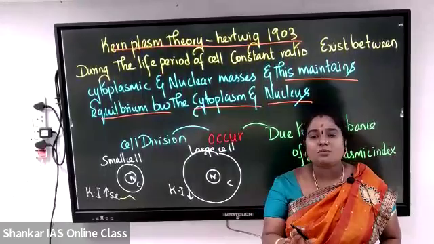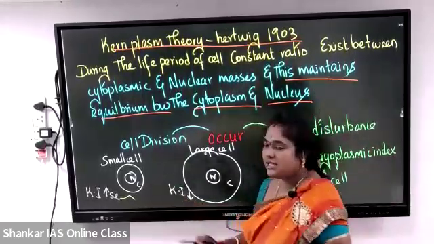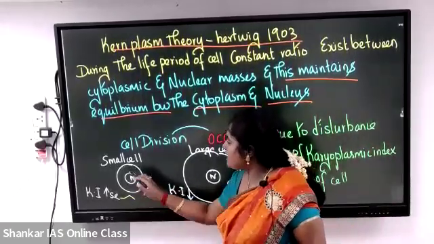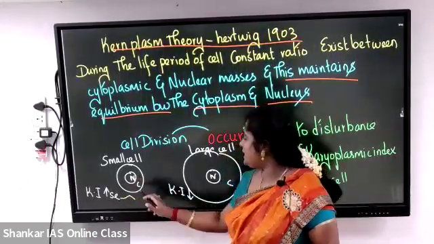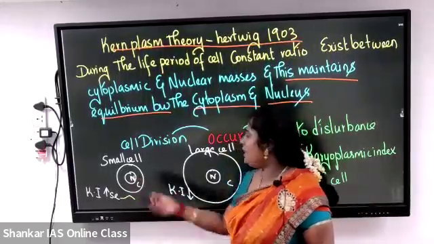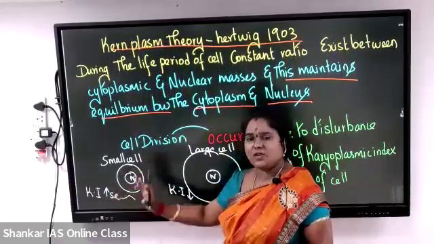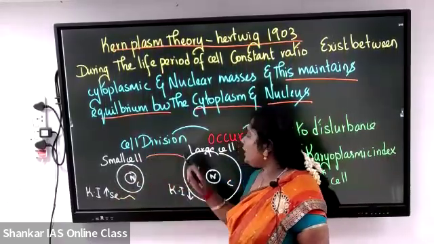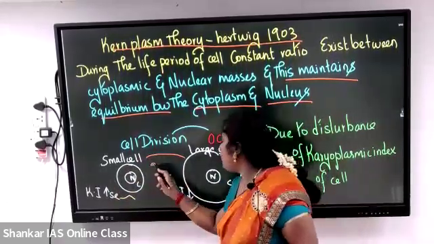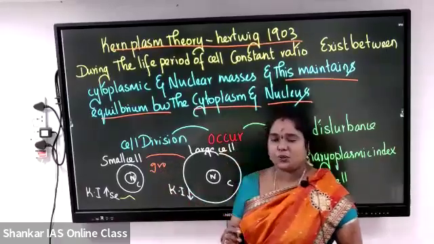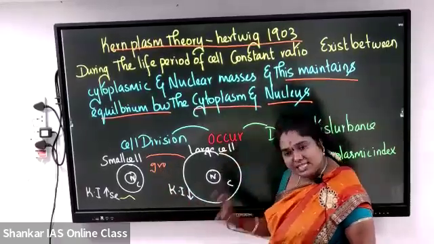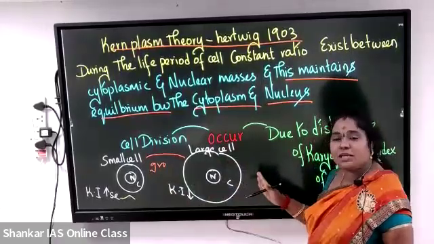When you take a normal cell, it will look like this. Suppose this is the nucleus, and I have drawn a diagram where C represents the cytoplasm. It is a normal cell and that cell is very small. Now this cell is undergoing a process called growth. At that time the nucleus will be the same, but the cytoplasm becomes more.